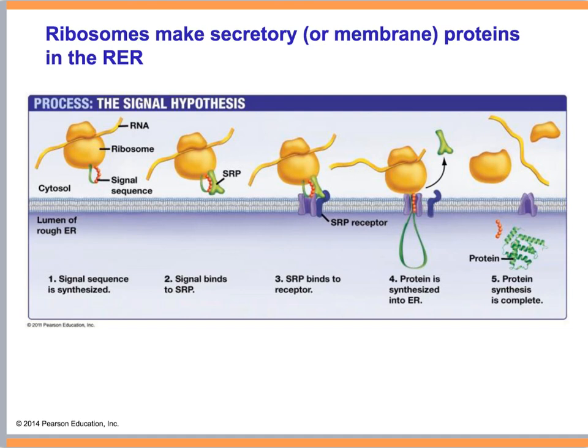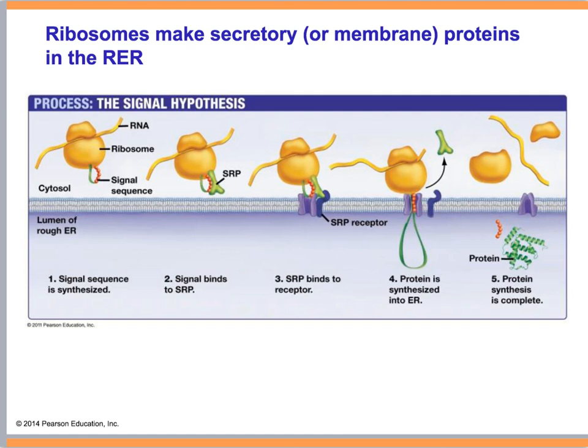So it takes itself over to the rough endoplasmic reticulum, and those first few amino acids that start being created in that protein are referred to as the signal sequence. The signal sequence is then going to be recognized by another protein called the SRP, which stands for the signal recognition particle. The signal recognition particle is like a receptor that recognizes the signal sequence. Then there is a channel on the endoplasmic reticulum, this purple structure, that's called the SRP receptor.